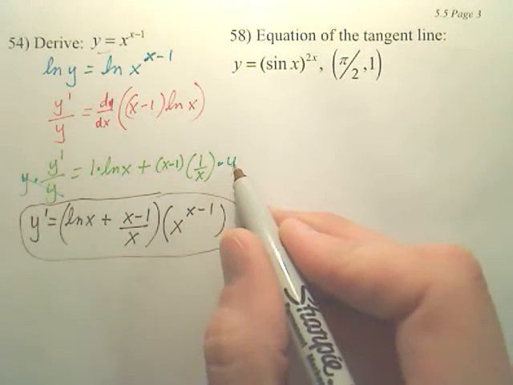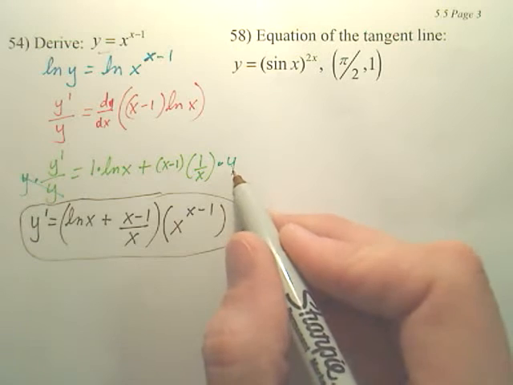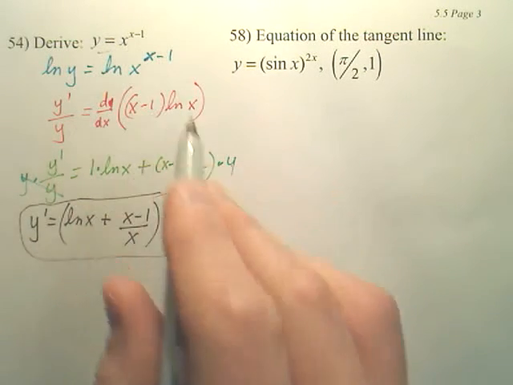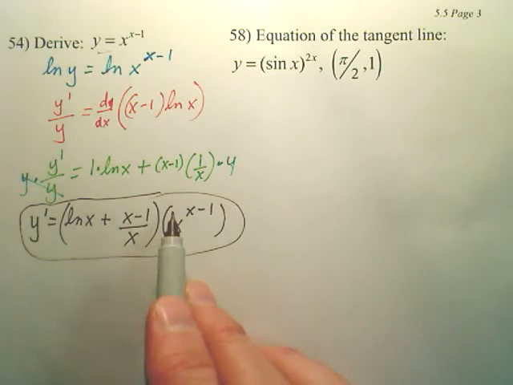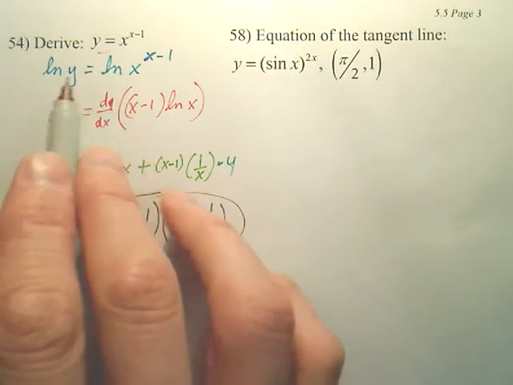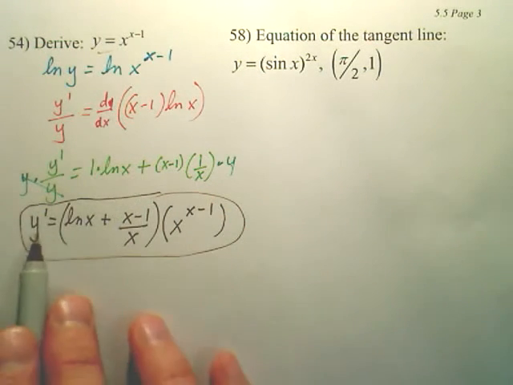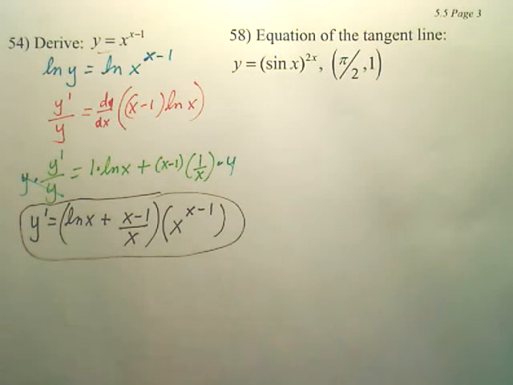A lot of people will forget to plug y back in. They'll just leave the letter y. But since we had y from the original, you could plug it back in and get everything in terms of x's. It's kind of like you made it into an implicit problem, but in your answer you still want to be y prime equals all by itself.